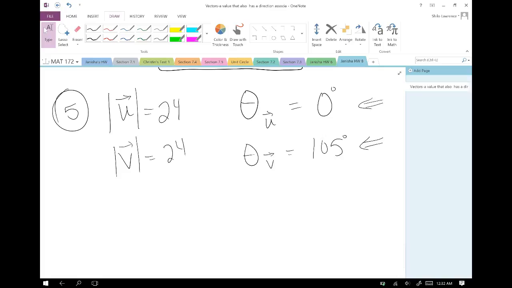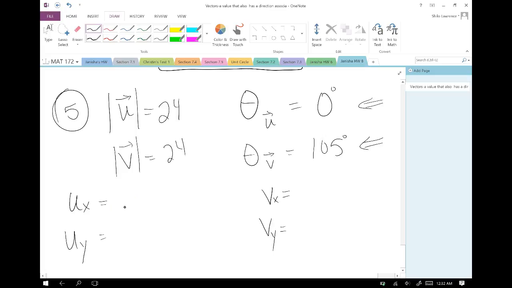So very different directions. We're going to have to break u and v down into components. Then we'll be able to add them. And then we'll switch them back to a magnitude and a direction. So we're going to find a u sub x and a u sub y. And a v sub x and a v sub y.